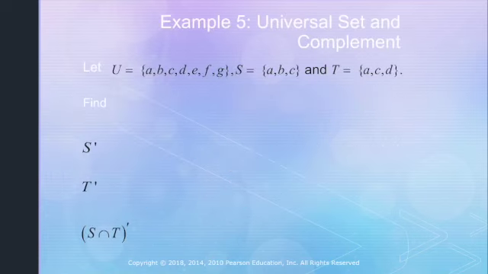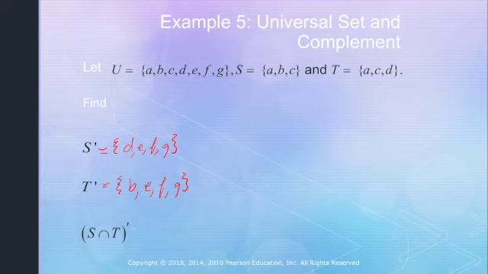So let's let our universal set be A, B, C, D, E, F, G. Very creative, I know. And let's let S equal A, B, C. So what's S prime? Well, S prime is going to be everything in U that's not in S. So what's in U that's not in S? D, E, F, G. Let's let set T be A, C, D. A, C, D has the complement B, E, F, G.